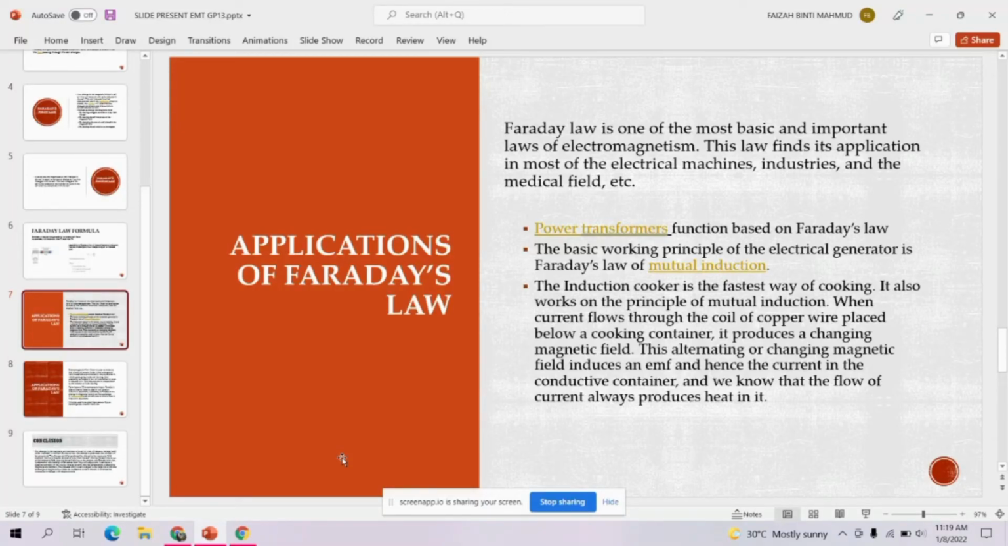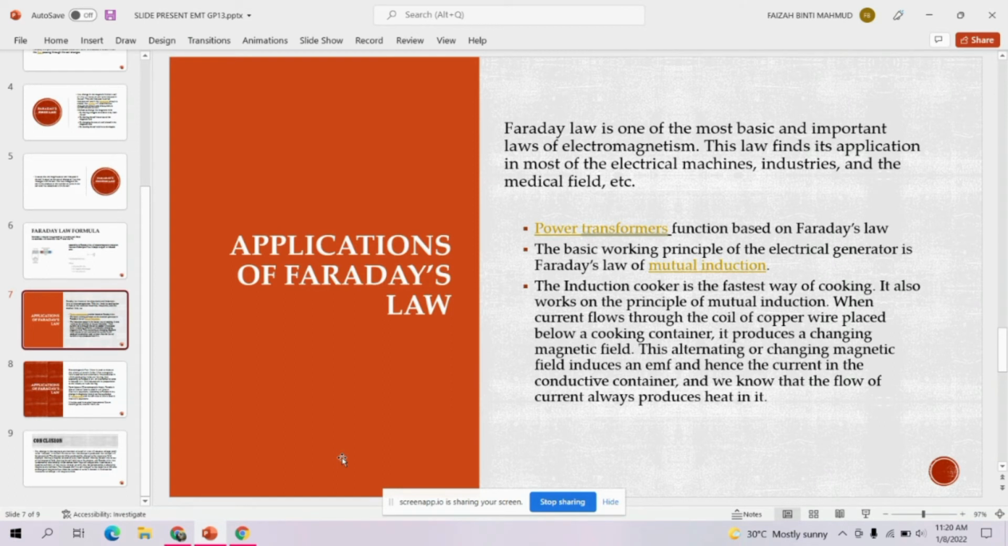As for applications, Faraday's law is one of the most basic and important laws of electromagnetism. This law finds its application in most electrical machines, industry, the medical field, and others. Power transformers function based on Faraday's law. The basic working principle of the electrical generator is Faraday's law of mutual induction.